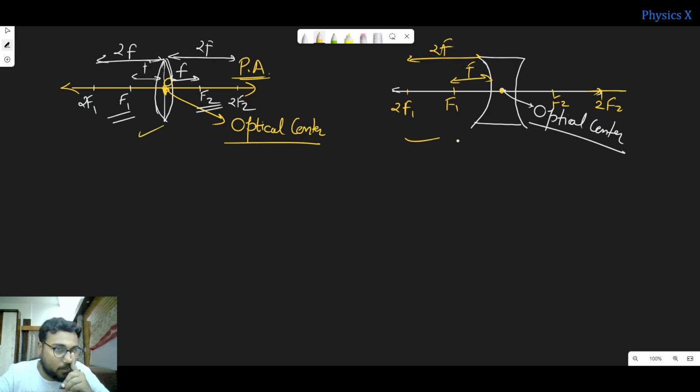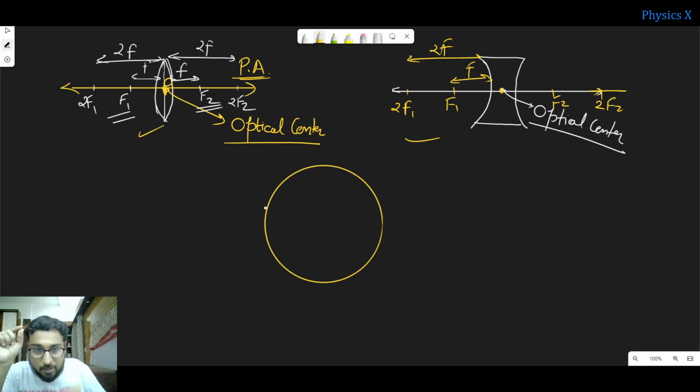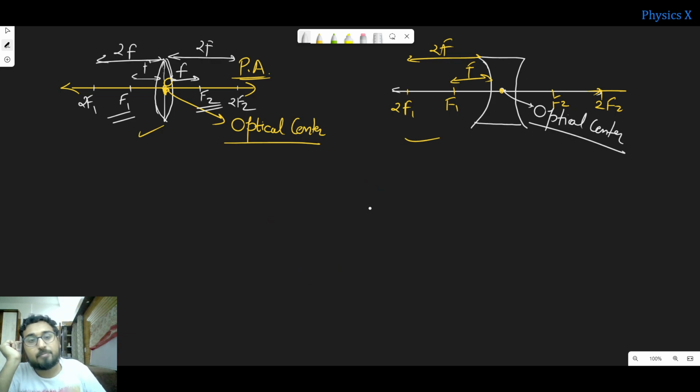The aperture is this size. Aperture means this curvature part is very small. Out of this sphere, if you are considering this, in this case we are taking a very small part of this sphere. Let us say like this, the small part. That is the meaning.